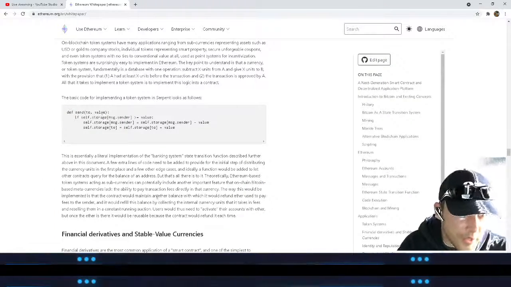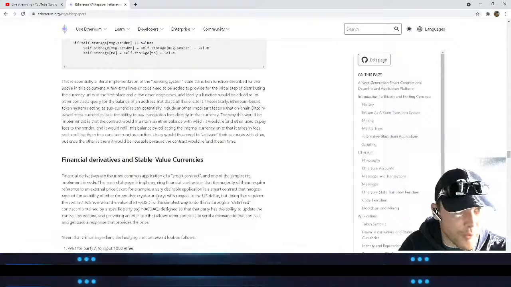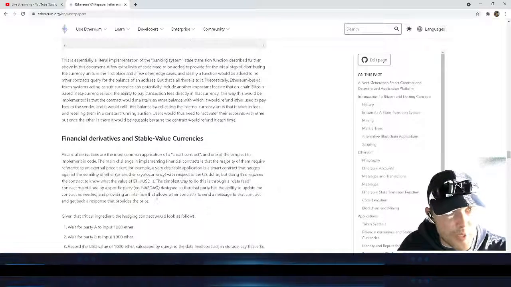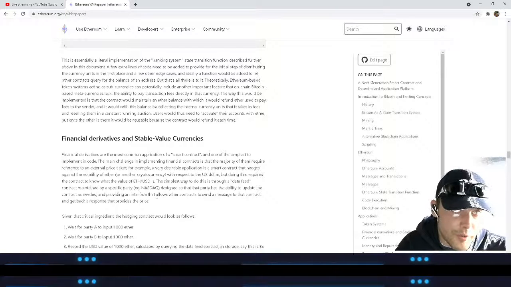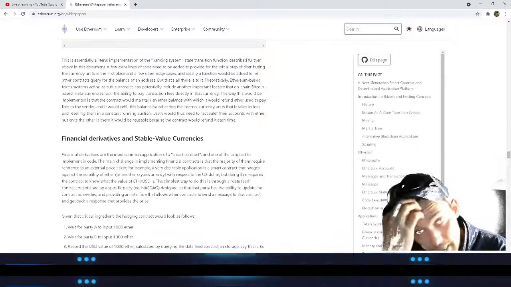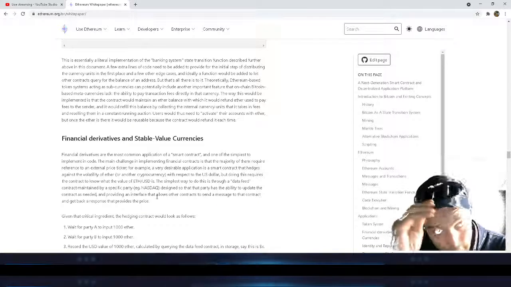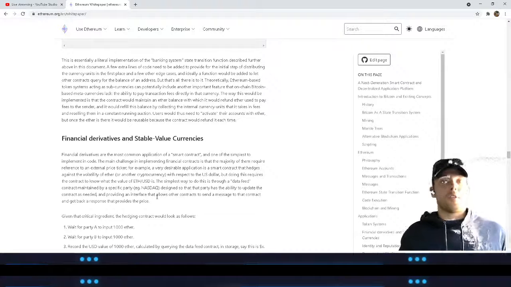This is essentially a literal implementation of the banking system state transition function described further above in this document. A few extra lines of code need to be added to provide for the initial step of distributing the currency units in the first place, and a few other edge cases. And ideally, a function would be added to let other contracts query for the balance of an address. But that's all there is to it.